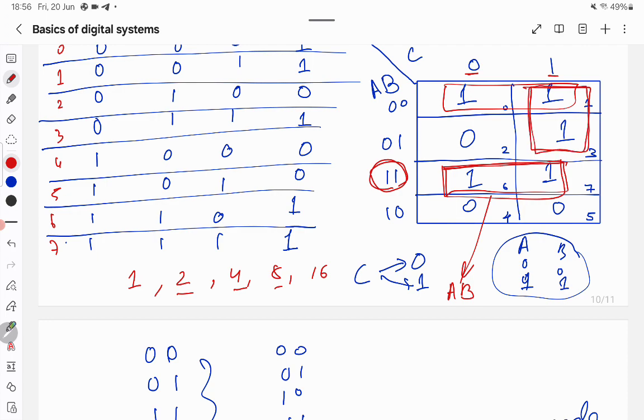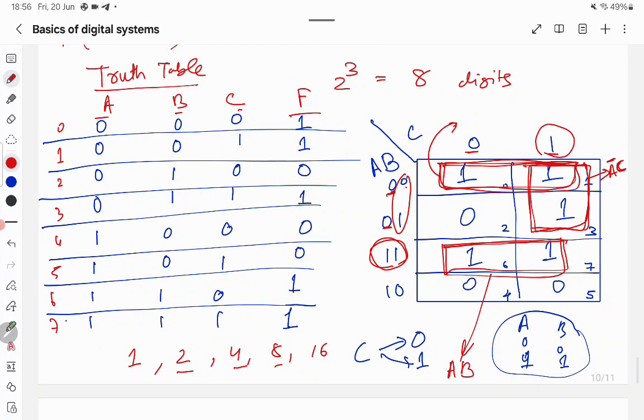For this box, A is 0 and 0 here, but B is changing, it is 0 and 1, so we will not consider B. So it will be A complement, because A is 0, and C is not changing, it is 1, so it is A complement C. If you look at this third horizontal box, C is changing for both of it, but A and B are not changing, so A complement and B complement, because both of them are 0.